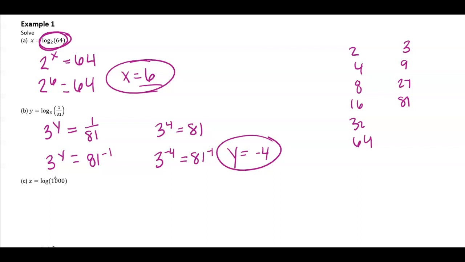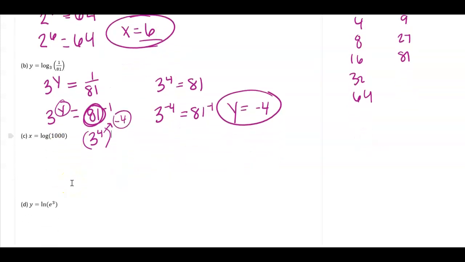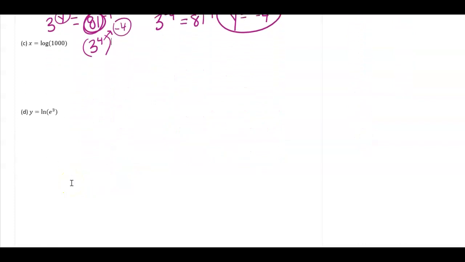One more way you can think about rewriting this is if you think about 81 can be rewritten as 3 to the power of 4 and then to the power of negative 1. Remember, powers to powers, you would multiply. That might be easier to see, well, then y must be equal to negative 4 when you multiply those. All right, again here on C, when I don't have a base, I'm going to assume base 10, so 10 to the power of x. And I have 1,000, so let's do multiples of 10. All right, x must be equal to 3. 10 to the 3rd gives me 1,000.